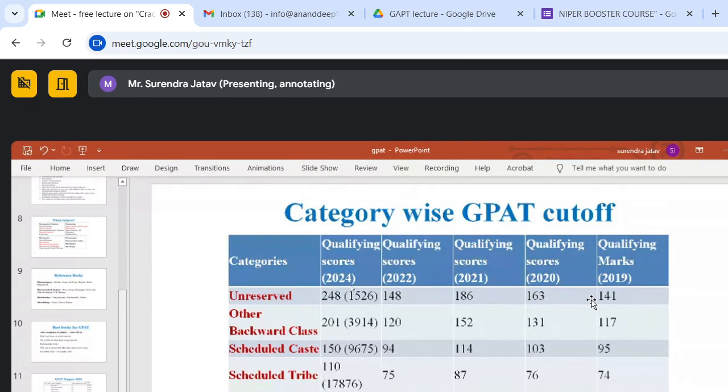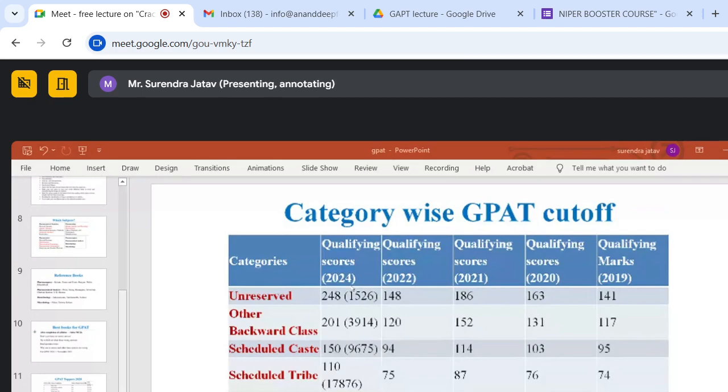The cutoff criteria will not differ that much, so now you are getting the idea. Out of 500, to qualify we only needed 140 marks at that time in 2019; now it has increased a little. If you answer correctly even 75 questions out of 125, that means you are able to qualify GPAT. Planning is important. It is not important how much knowledge you have. If you plan correctly, you are able to qualify.